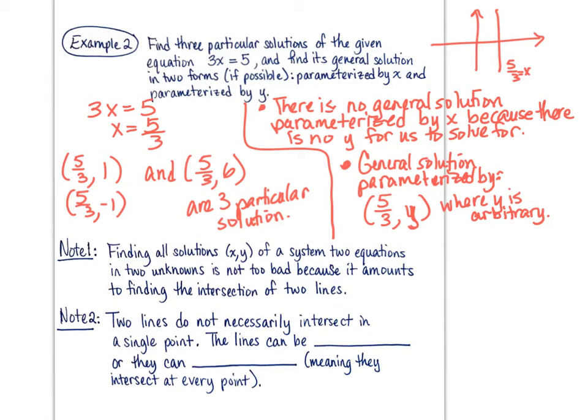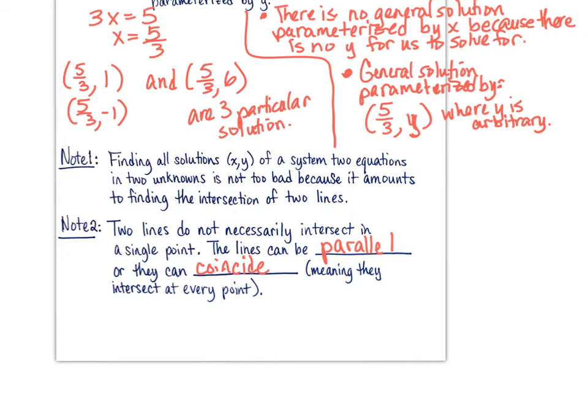Okay? All right. So, now we need to note a couple of things. Finding all solutions, x, y, of a system of two equations and two unknowns is not too bad because it amounts to finding the intersection of two lines. Okay? The two lines do not necessarily intersect in a single point. The lines can be parallel. Or they can coincide, meaning that they intersect at every point. Okay?